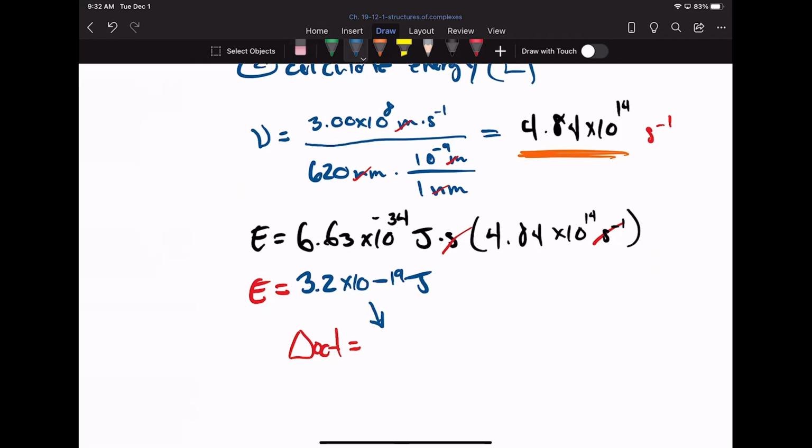So with that, that finishes off chapter 19, actually.